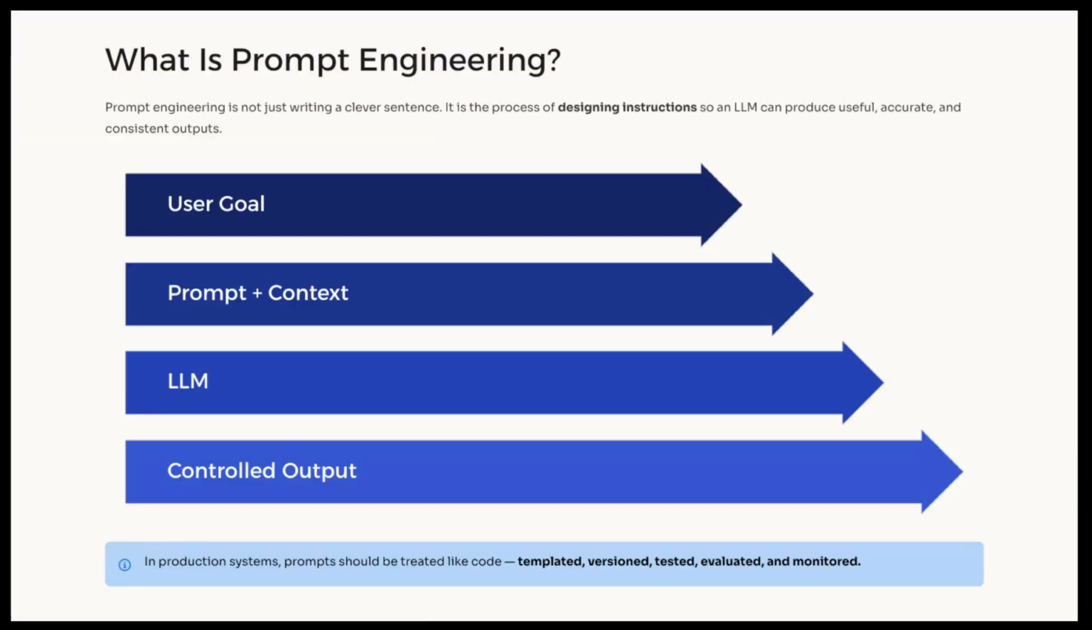A simple flow looks like this. The user goal becomes prompt instructions. The prompt instructions use context. Then the request goes to the LLM. Finally, the system returns a controlled output.